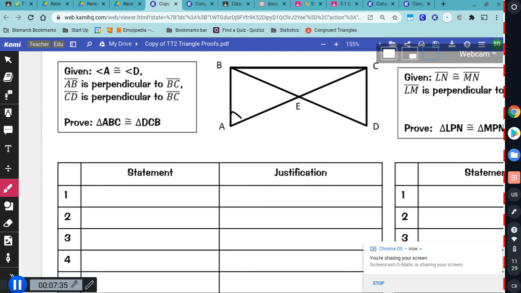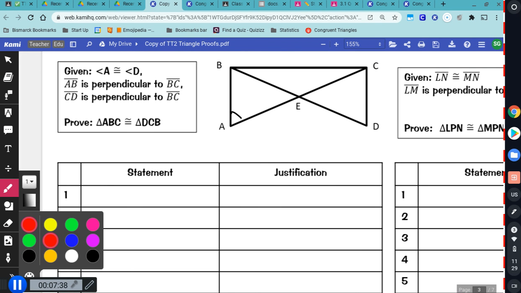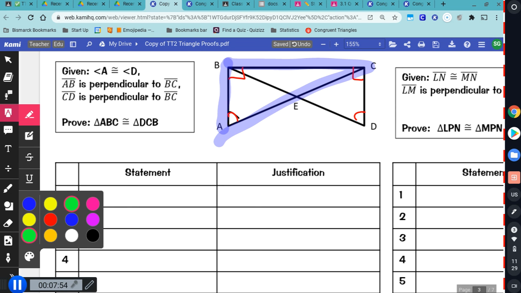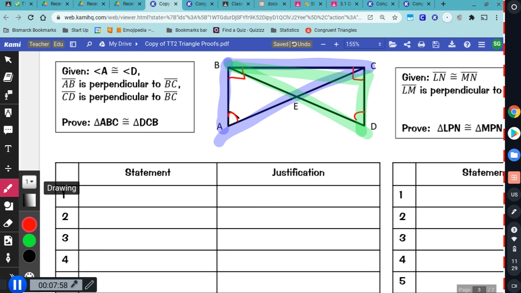Okay, we're going to mark on this rectangle one what we know. We know A is congruent to D. We know these are perpendicular, which means they have to be right angles. And we need to prove the two triangles that we're proving are overlapping. We're doing ABC and DCB. So what else do we know about them? We've got two angles. We need a side because angle, angle, angle is not a thing. Well, there's this shared side right here.